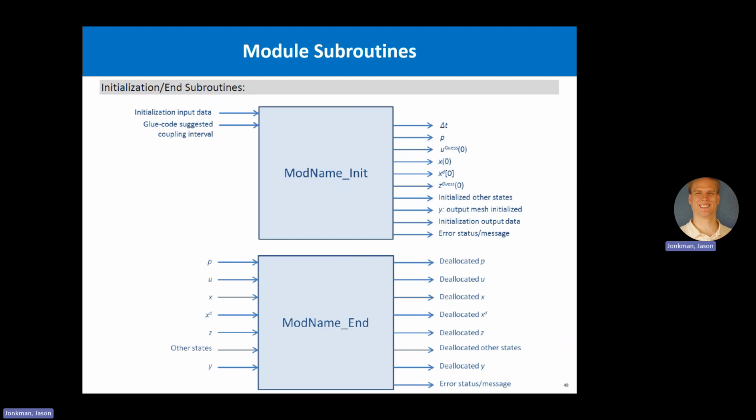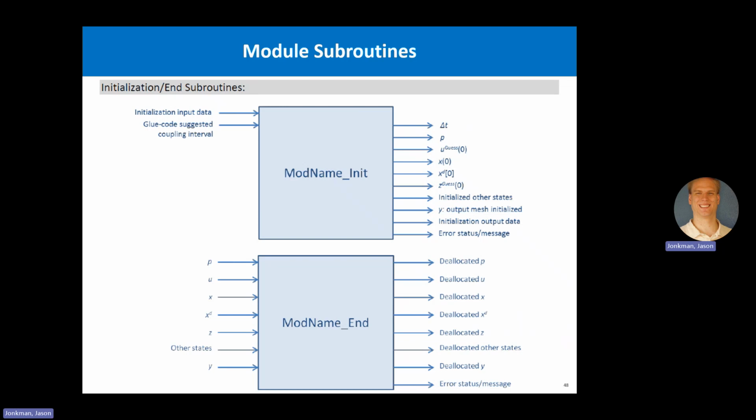Normally the init routine would read in the input file of that module. It sets the parameters of that module, so all the things that never change again. Again, it sets its DT. It sets all the initial states, so the X, the XD, and the constraint states at time 0. That's what the init routine is doing.